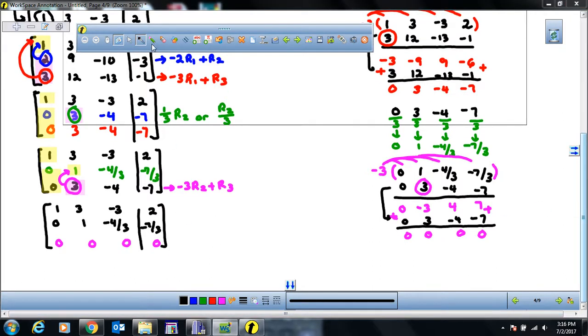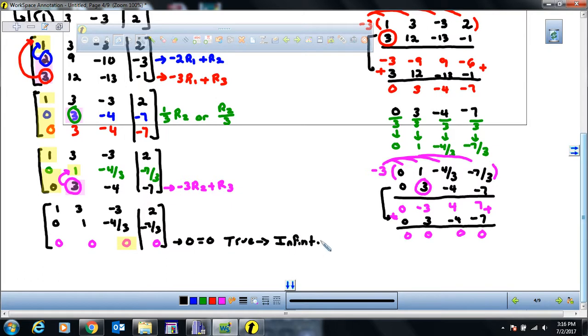Last but not least, now I want you to look at what happened. We got 0, 0, 0, 0, meaning that, as I told you before, once you get a 0 in this position, you can't make it back into a 1. So that basically means when you get 0 equals 0, this is a true statement, and this tells you that this system has infinitely many solutions. Infinite solutions. Okay. Now, anytime we have infinite solutions, we still have to write the solution as a triple.